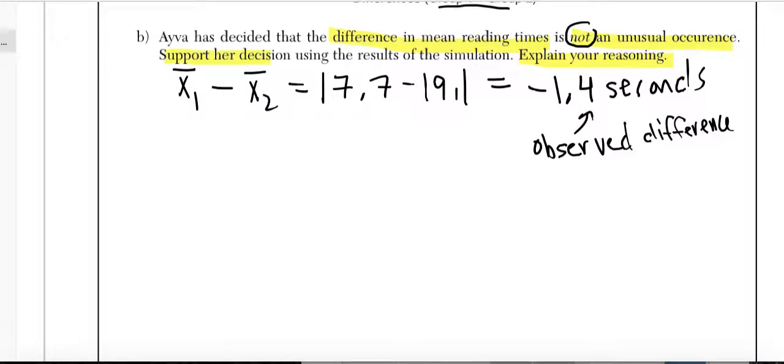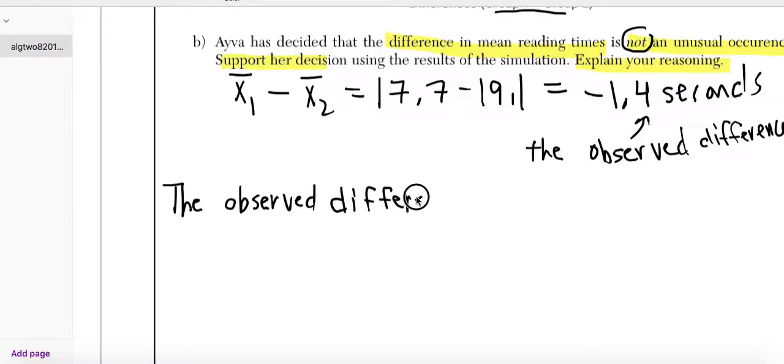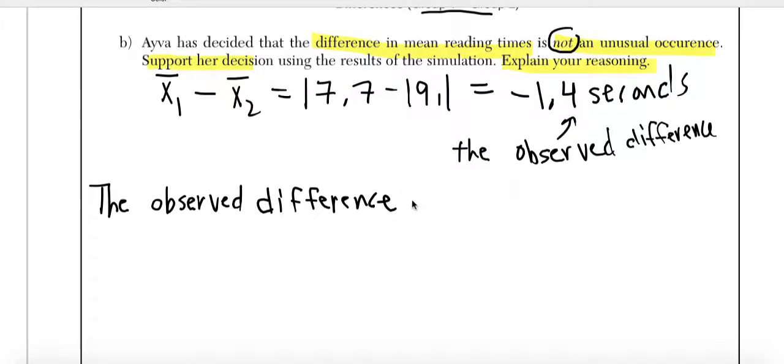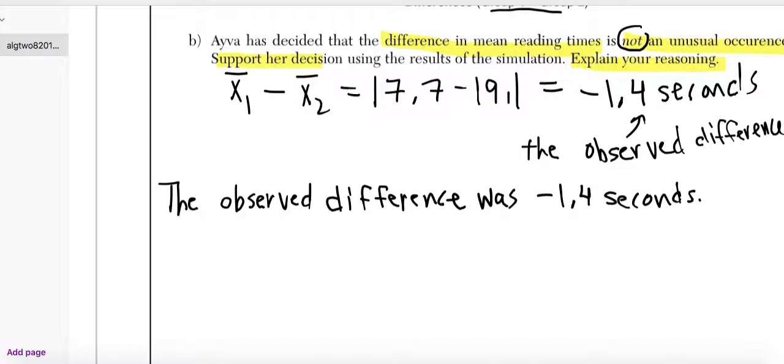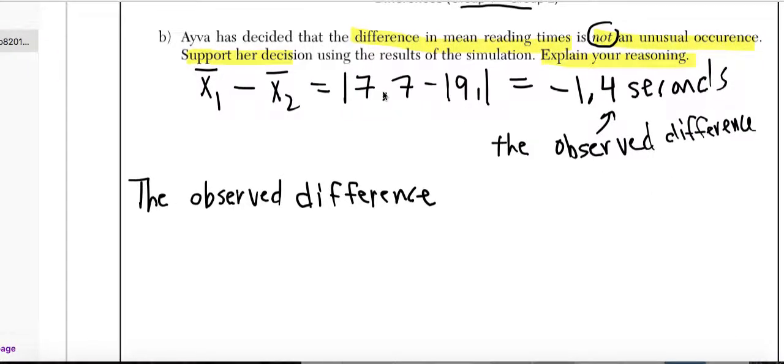I'm sorry, let's fix this. So we'll just say, let's put a full sentence, all right? So the observed difference was -1.4 seconds, right? And if we want to be precise, we'll say the observed difference in mean reading times. All right, I don't want to have you lose points, so I always like to put as much as possible. I know it's a little extra effort, but I just like to kind of play it safe.